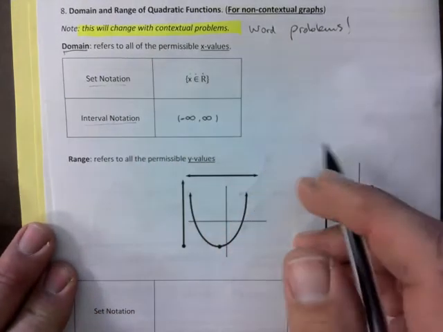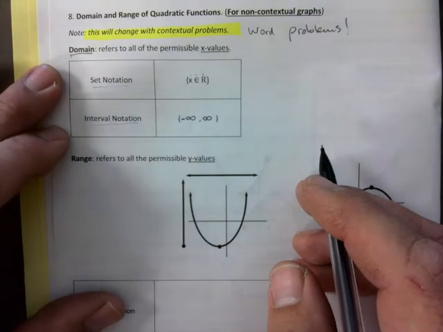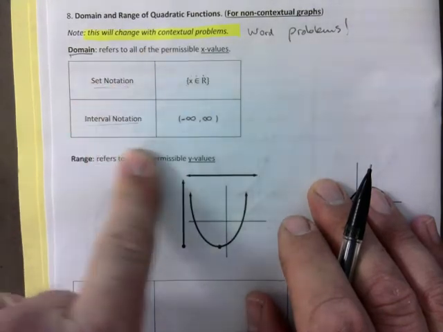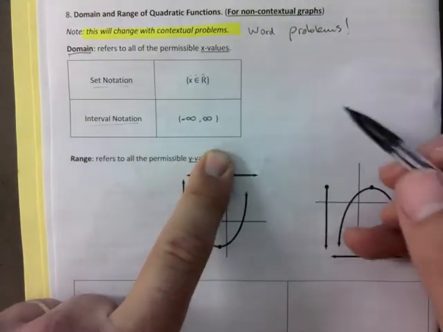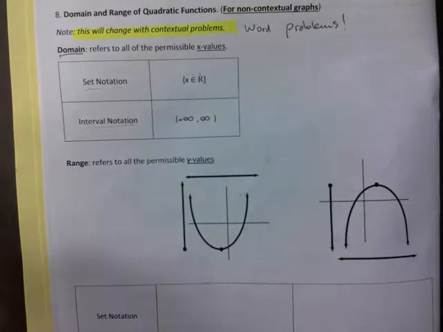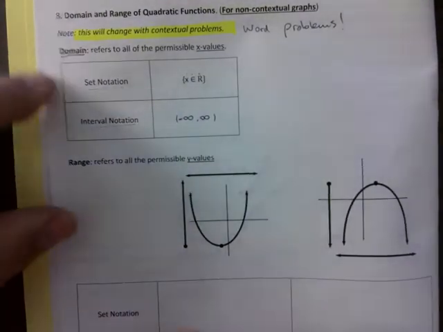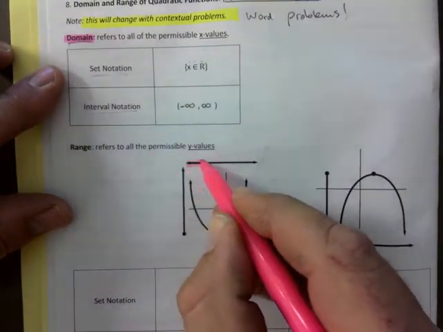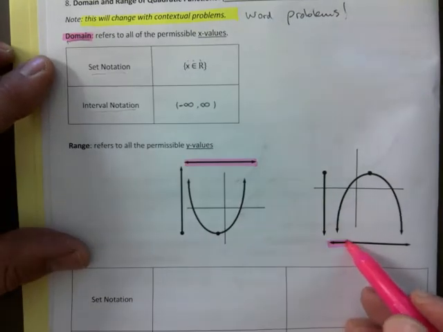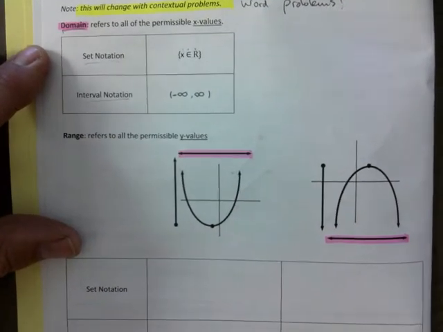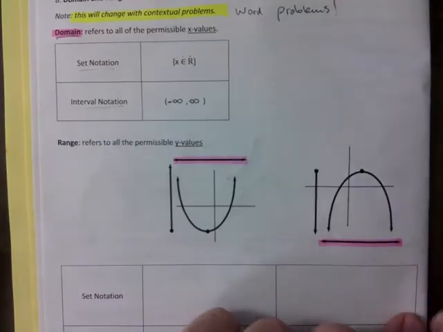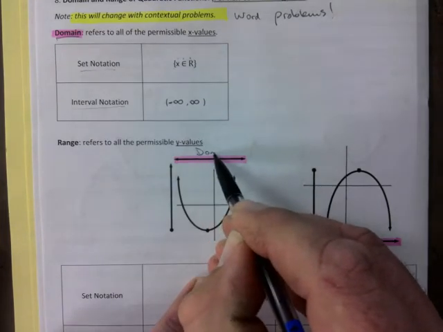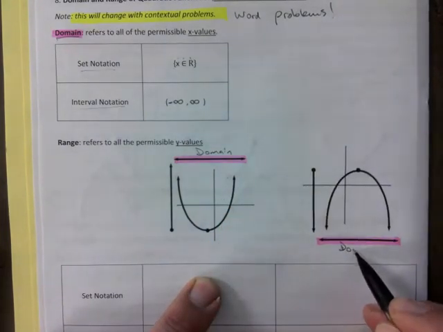So for non-contextual problems, when it's not a word problem, this is your default. This is what we write down. This is your domain because it keeps on opening indefinitely. So for the domain, it would be this here, and this here. So domain, I highlighted in pink.